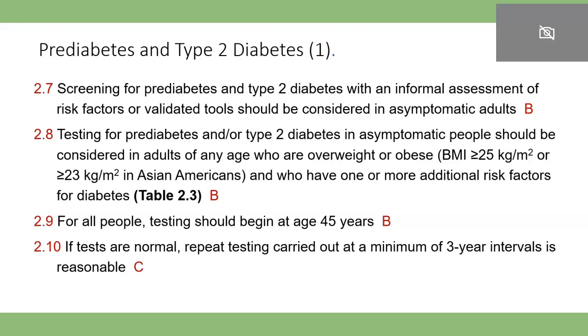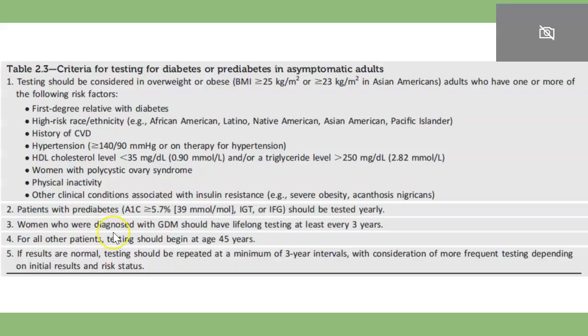But in general, all people 45 years old and greater should be tested with at least a fasting blood glucose. And then you should test them every 3 years. Now, here's the criteria. If you're obese, you look for any of these risk factors. If you have one of them, and usually people will fit that criteria pretty easily.